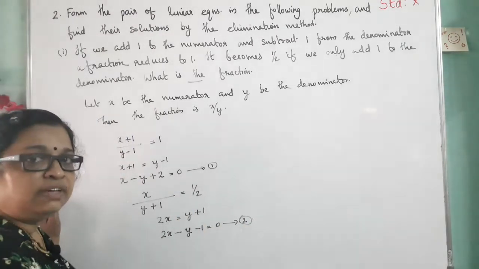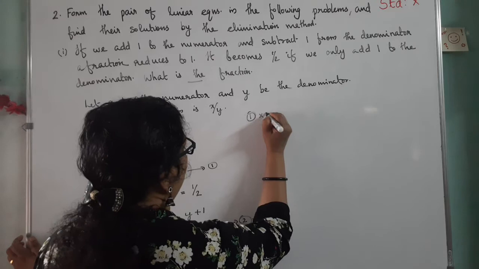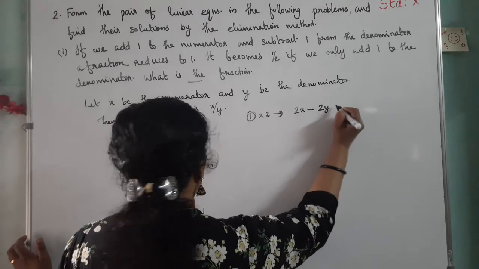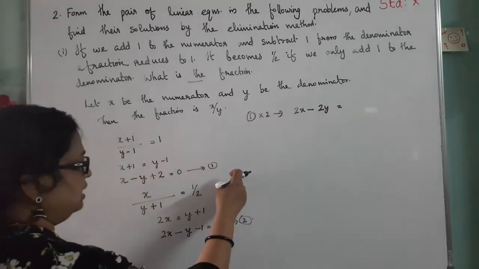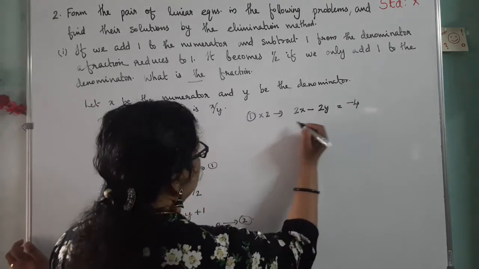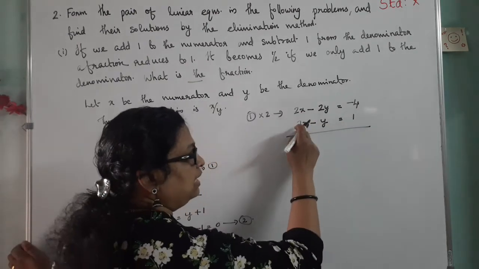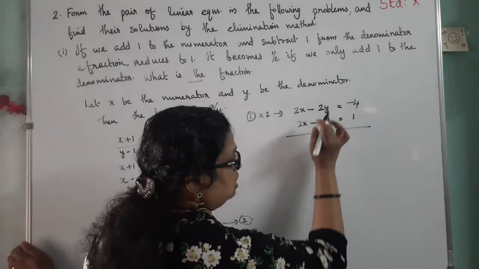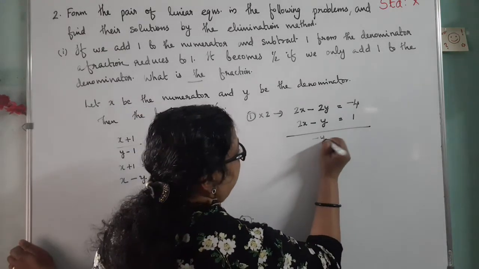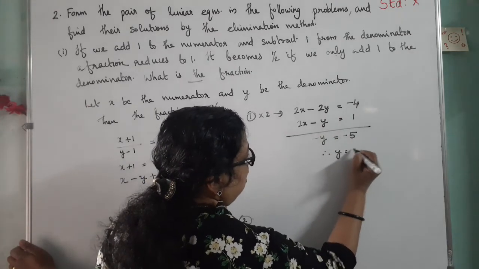From these two equations we can eliminate one variable, that is 1 into 2 gives 2x minus 2y equal to this 2 right side, minus 2, that is minus 4. Then the second equation becomes 2x minus y is equal to 1. Then subtracting, 2x minus 2x eliminates, then minus 2y minus minus y, that is minus 2y plus y, that is minus y is equal to minus 4 minus 1, that is minus 5. Therefore y is equal to 5.